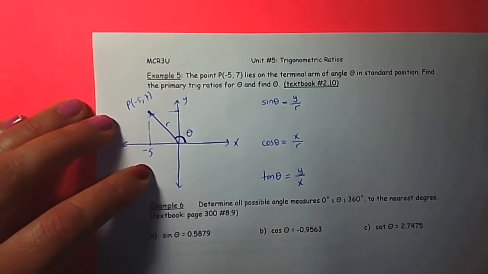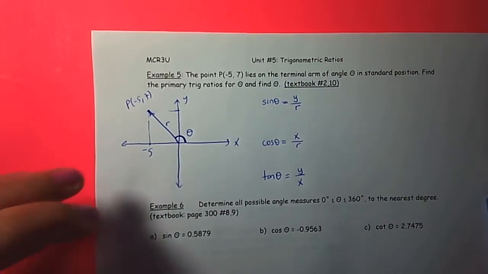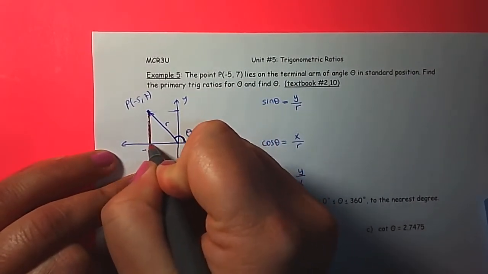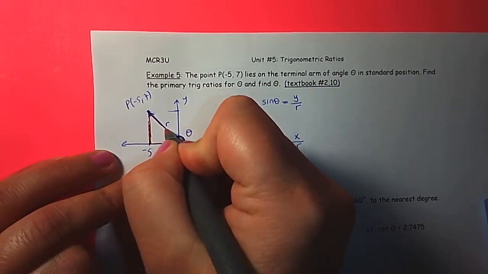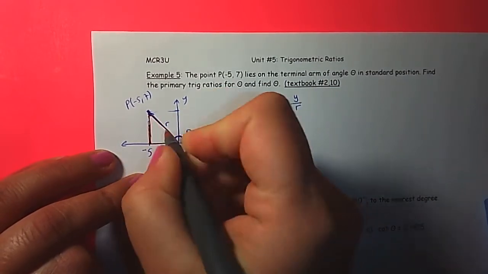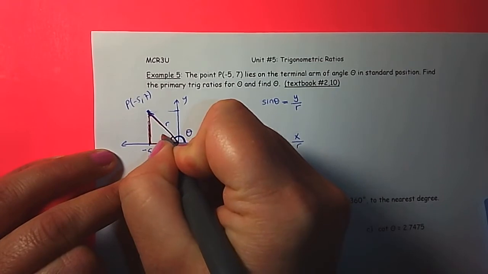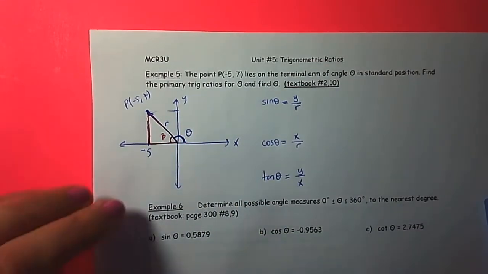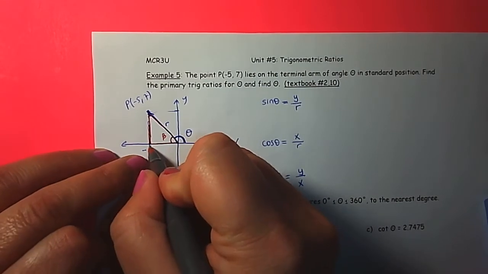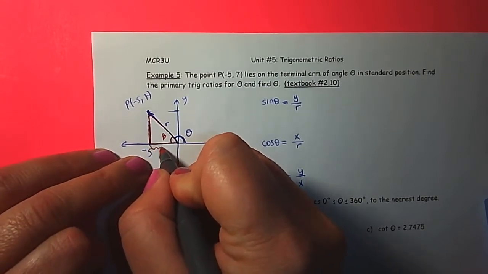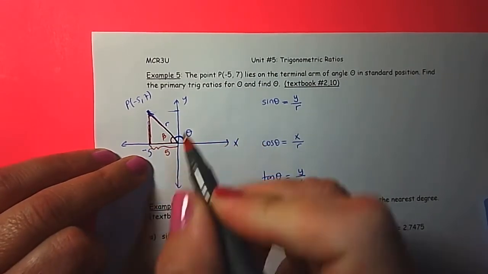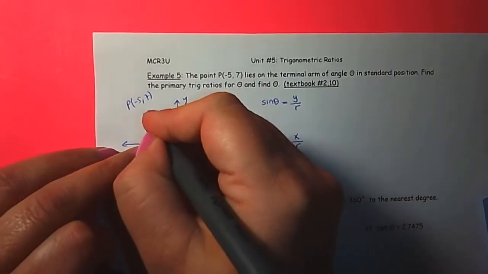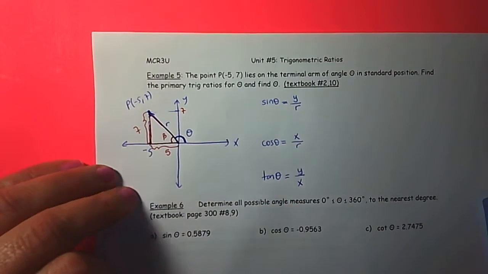Again, we can use the reference triangle here. We always build the reference triangle using the x-axis. This is our reference triangle, and this is going to be the related acute angle. If you look at this triangle, this is -5, so this distance is 5, and the y coordinate is 7, so this side of the triangle is 7.